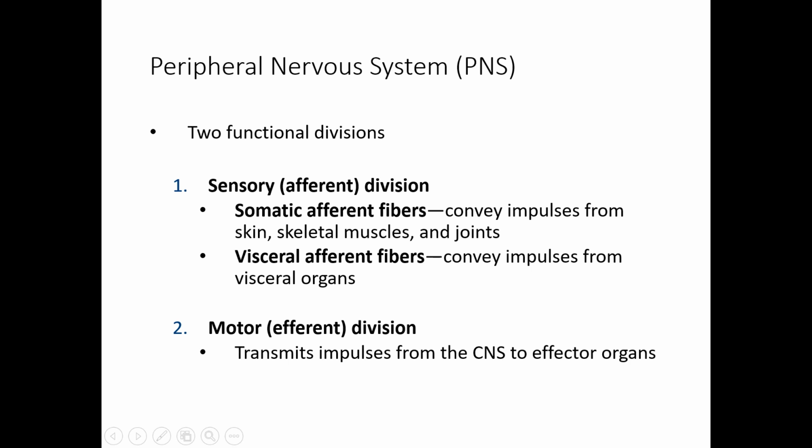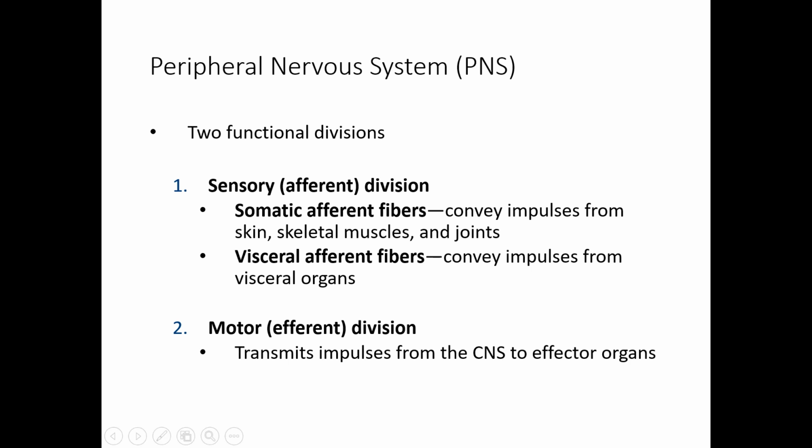Visceral afferent fibers carry impulses from the organs. When you're hungry, you have that sensation in your stomach. You know that you're hungry. It means that visceral fibers carried signals from your stomach to your brain.